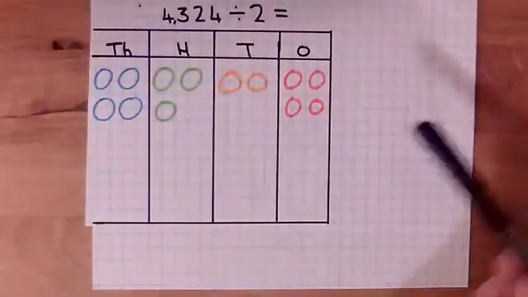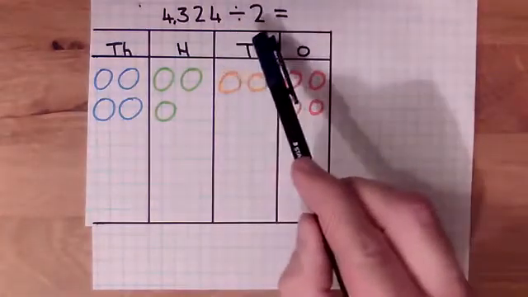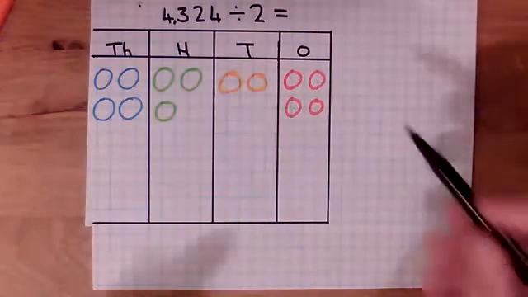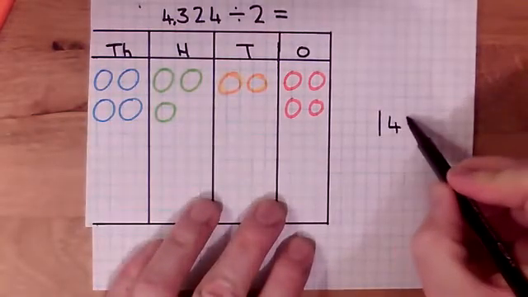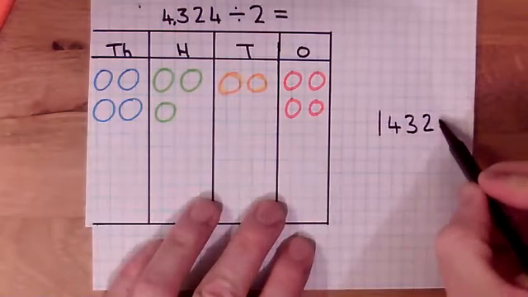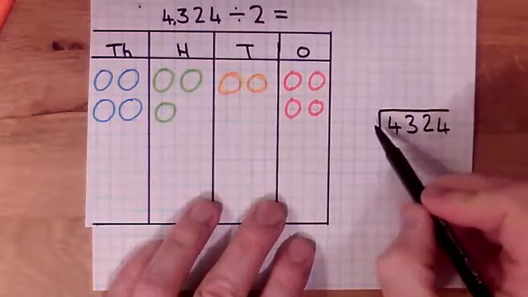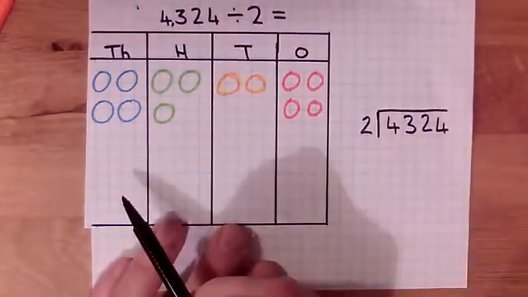Okay, our question here, 4,324 divided by 2. So I'm going to do the same thing. I'm going to write my question out. So I'm going to have 4,324. I'm dividing that by 2. So I'm going to do the same again.